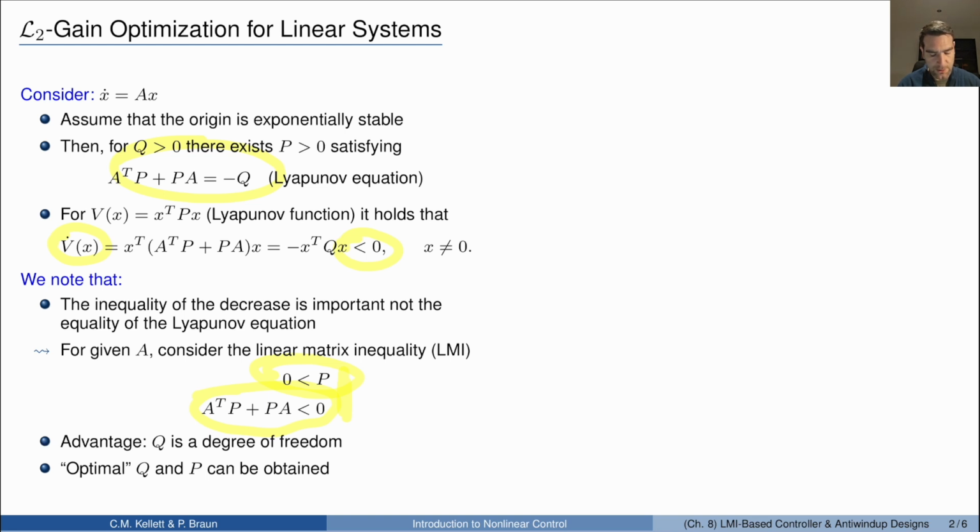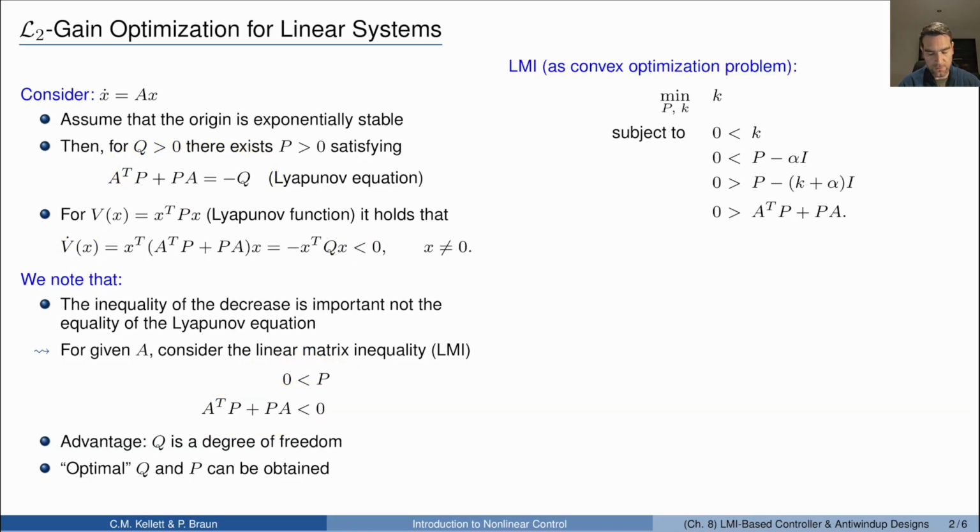So here the matrix Q is not present, meaning Q can be considered as an additional degree of freedom, and then one might hope that one can get optimal Qs or optimal Ps, where optimality has to be understood based on the corresponding application. Okay, but how could we solve such a set of linear matrix inequalities? Well, as a first step, we can rewrite them as a convex optimization problem.